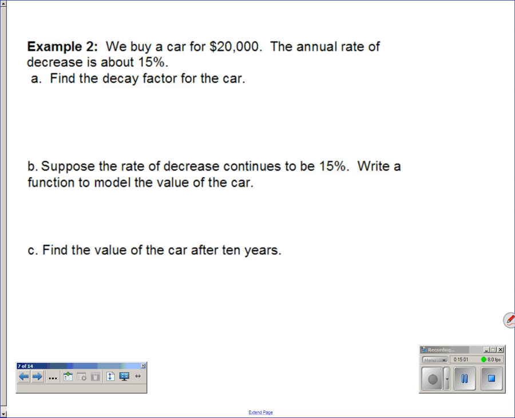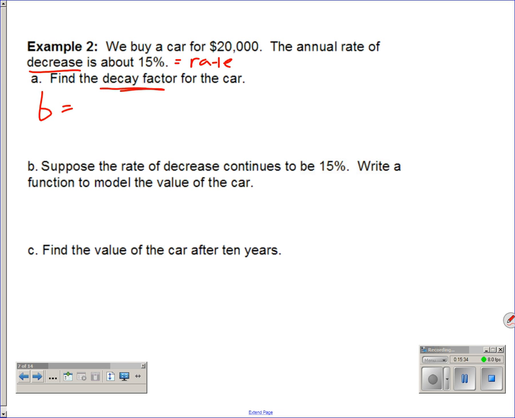And in this case, the annual rate of decrease is about 15%. So your percent is going to be your rate. This right here is your rate, how much you're going down by. It says find the decay factor for the car. It's asking for the factor. It's asking for your B value, which is not your rate. Your rate tells you how much you're decreasing by. Your decay factor tells you what percentage of the value of the car you have after a certain amount of time.